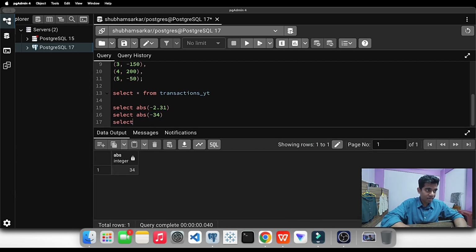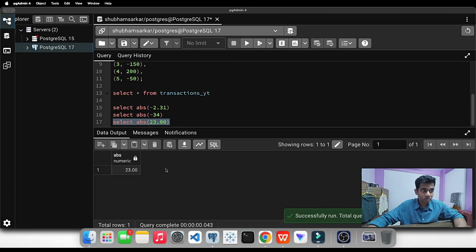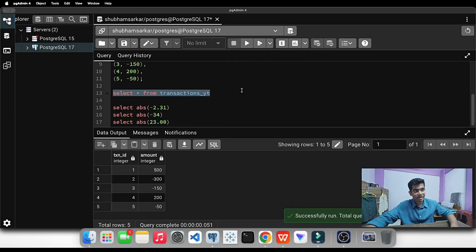Suppose we write SELECT ABS 23.00. Let's see what we get in the output. You will get the same output but without a sign, plus or minus. That's it. Although plus doesn't show a sign, it is all about the minus. Okay, so this is a normal practical point of view of this function.